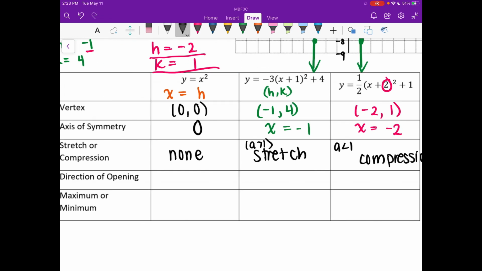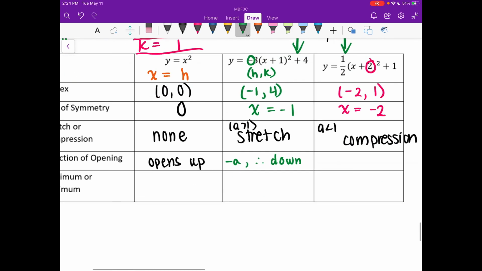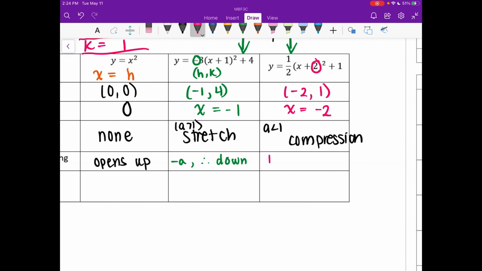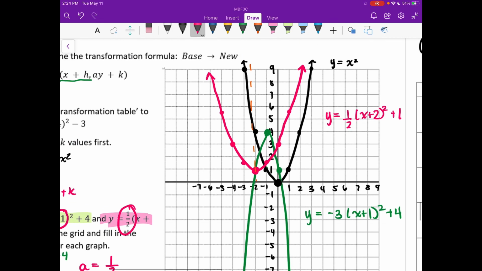Direction of opening: the standard one just opens up, right? For this one, there's a negative a value, therefore down. Which makes sense. If you look at the green graph, it opens down. Here we have a positive a value, therefore up, right? And if you look at the pink graph, it opens up.